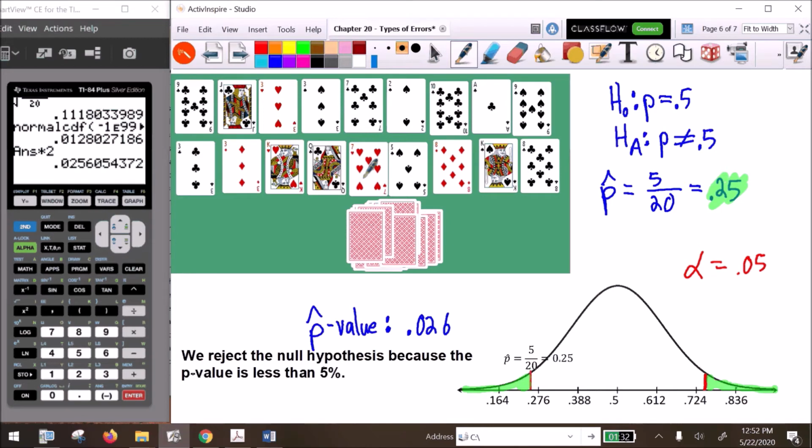All right, so just to summarize, the reason we made a type 1 error is we rejected the null hypothesis when it was actually true. The null hypothesis was true. There is 50% red, but we rejected that because we ended up with a p-value that was lower than 5%. All right, we're going to go ahead and do another example now.